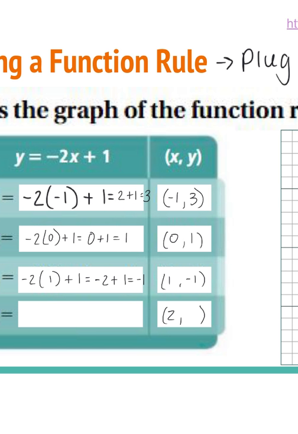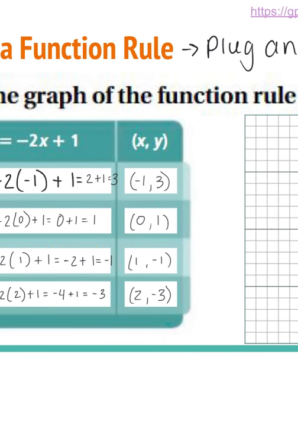And lastly, let's use 2. So this is going to be negative 2 times 2 plus 1. Negative 2 times 2 is going to give us negative 4. We add 1 to that, and we're going to get negative 3. Okay?